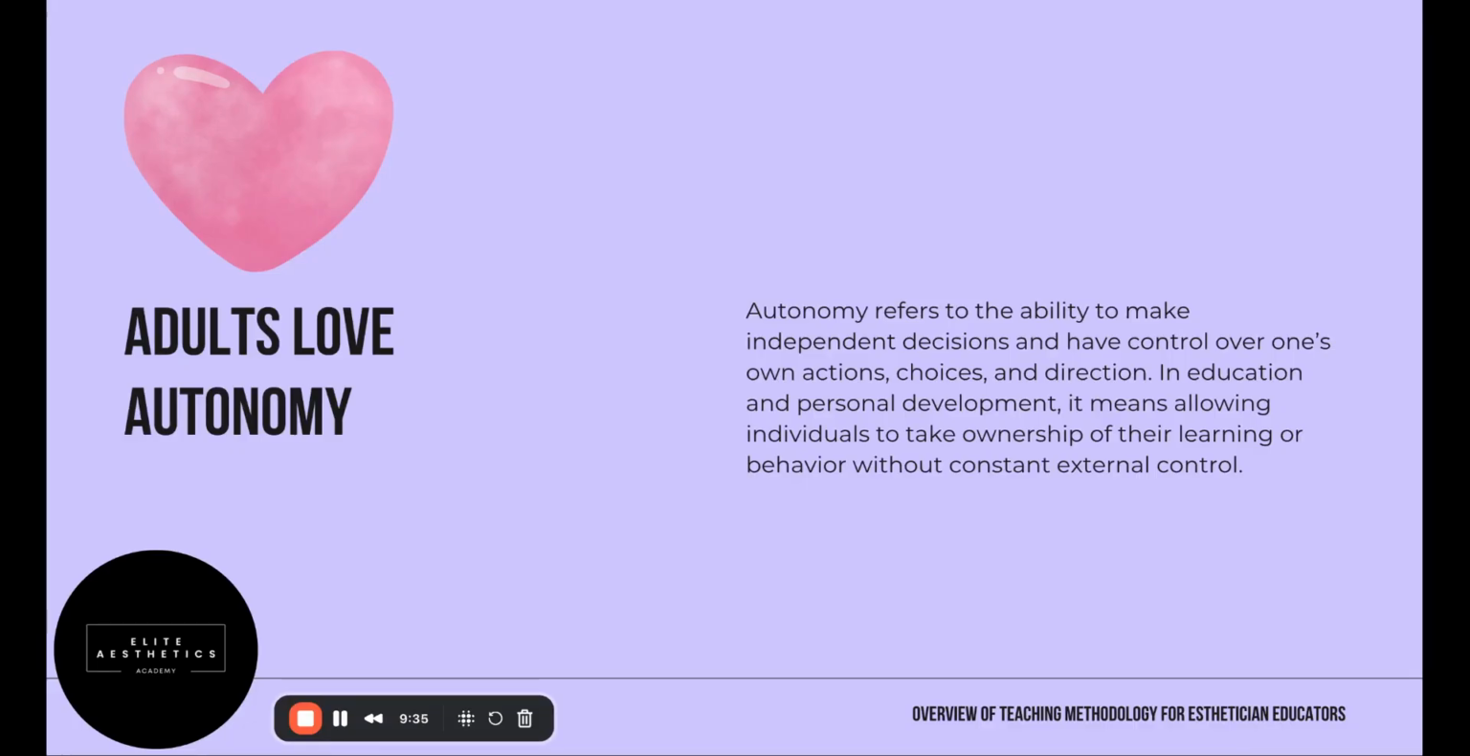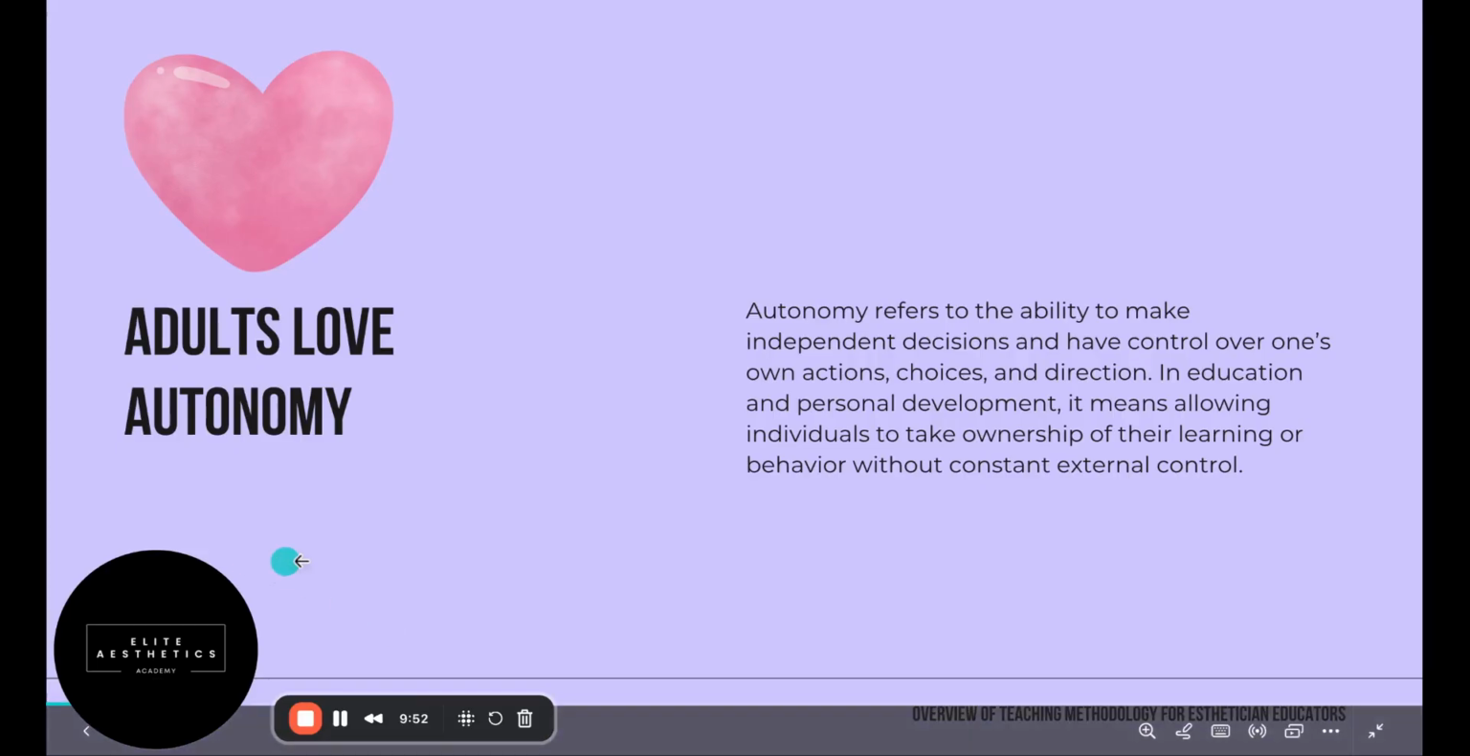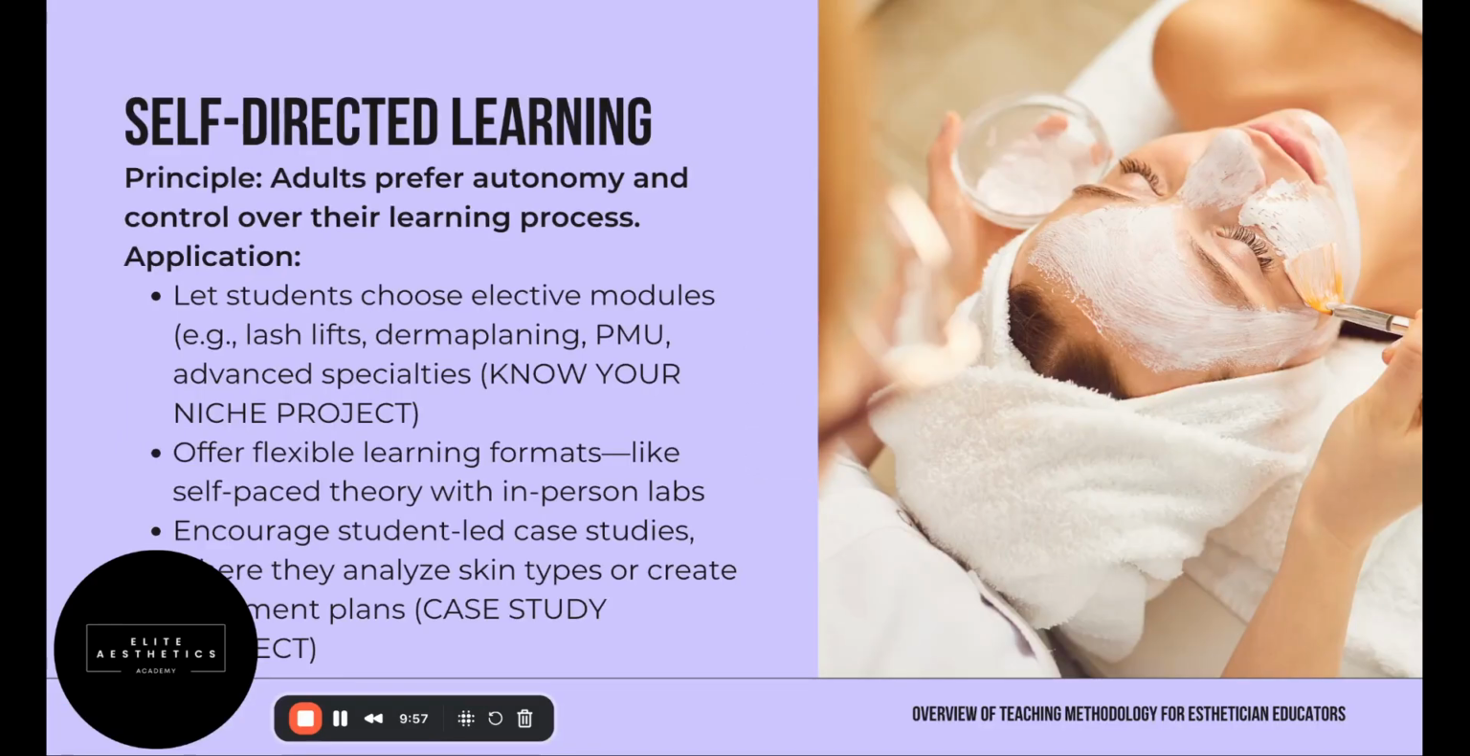Adults love autonomy. Autonomy refers to the ability to make independent decisions and have control over one's own actions, choices, and direction. In education and personal development, it means allowing individuals to take ownership of their learning or behavior without constant external control. Self-directed learning: in our academy, a principle is they prefer autonomy and control over their learning process.